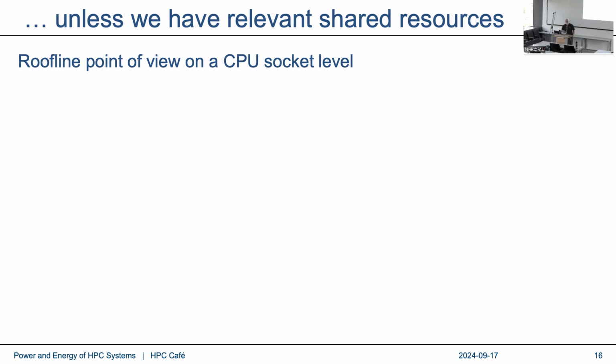There's one exception, and the exception is if we have relevant shared resources. That happens if you're on a single chip, on a single device, 1 GPU, 1 CPU, because there are lots of resources on those chips that are shared among all the computing elements that are on those chips.